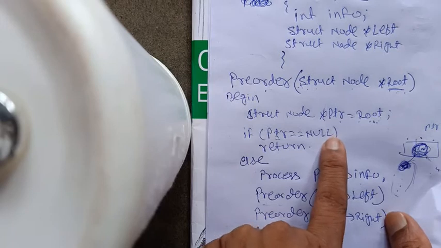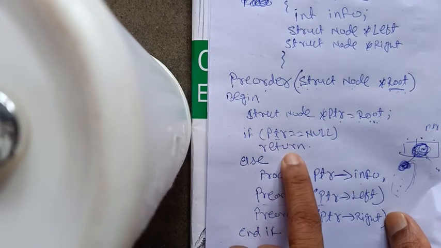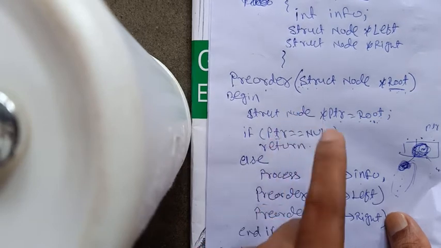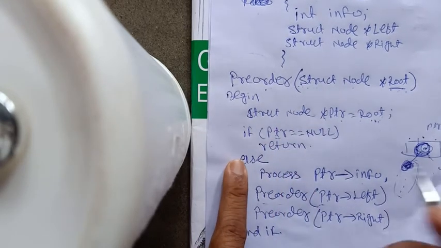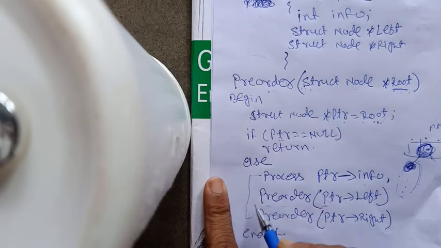Now it is examined if ptr is equal to null. Definitely this condition is false, so it will return. This is false, so it will jump over here. So now, in the else part there are 3 steps.